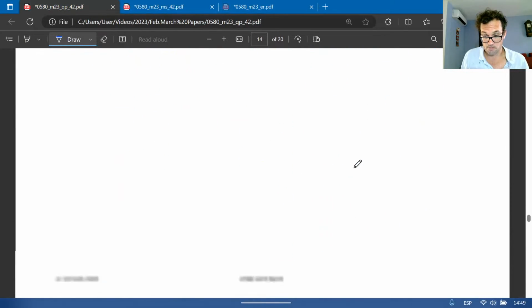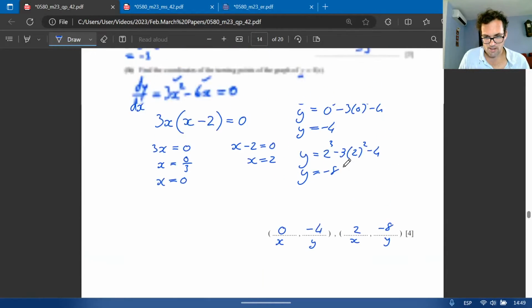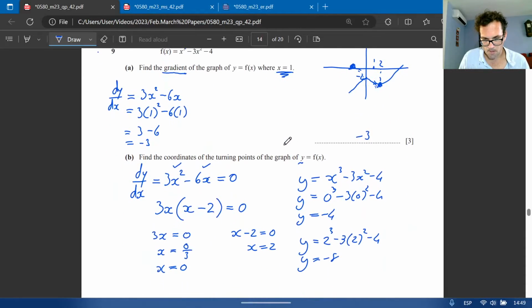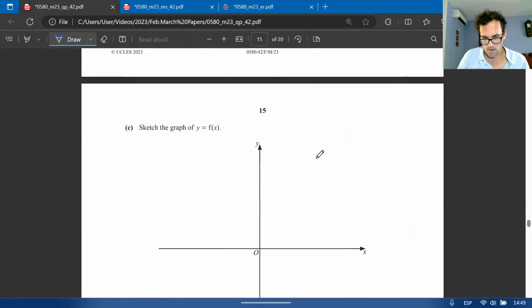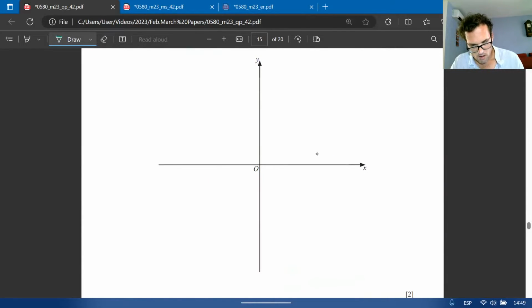Show all your working out. Now it tells us to sketch the graph. Like I said, that value at the end, the minus 4, is where we know it will cross. Let's just do this in pencil. It will cross the y-axis at minus 4.